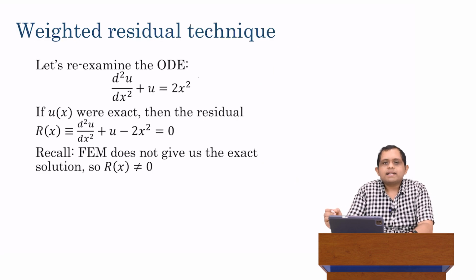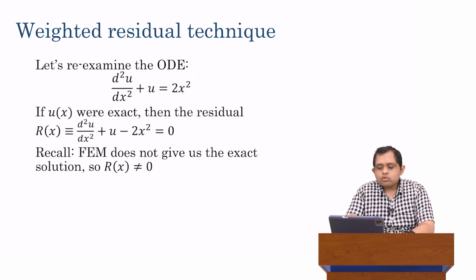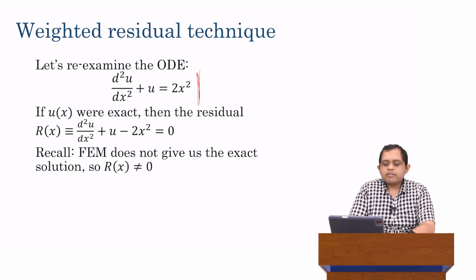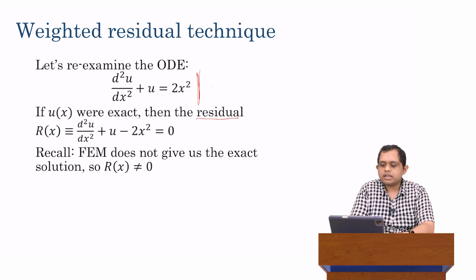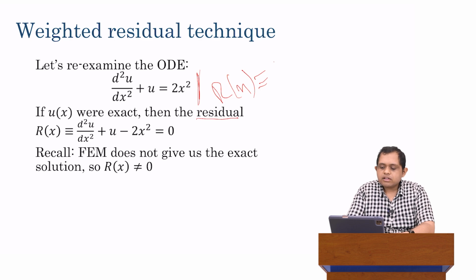So why did this happen? Why is it that we got such a terrible solution? Let's go back and look at our ordinary differential equation again. In the finite element method, we define something called a residual. The residual is basically left-hand side minus right-hand side of the ordinary differential equation. So if this is my ODE, then my residual is defined as, these three lines being a notation that says defined as or is equivalent to, d square u over dx square plus u minus 2x square.